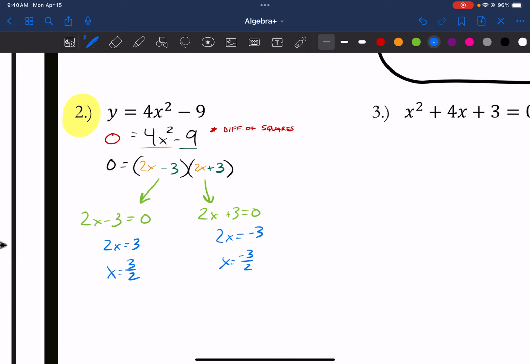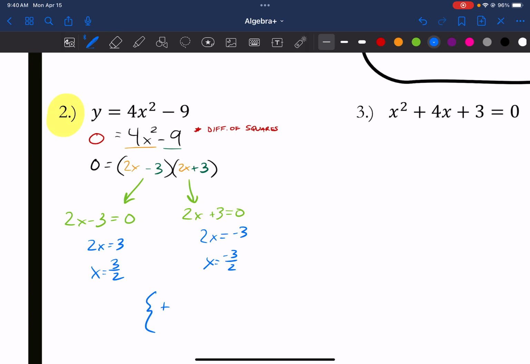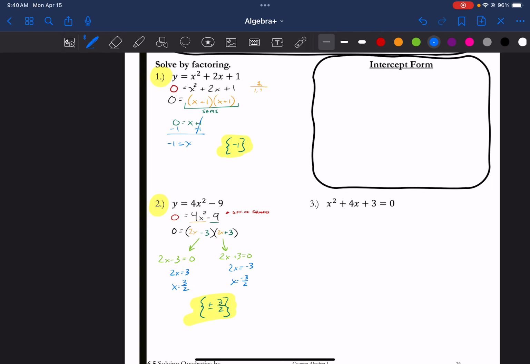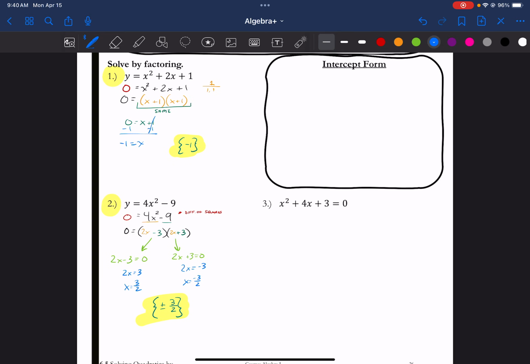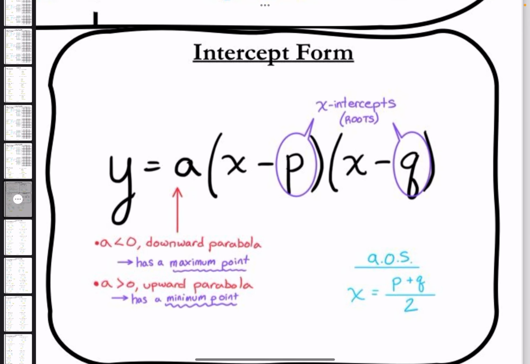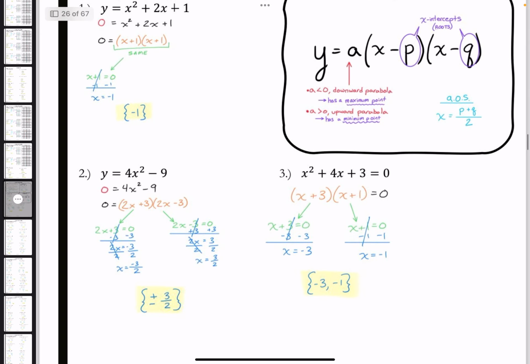So this one ends up being a positive negative of the same numerical value. You can write -3 over 2, comma, +3 over 2. You can change to a decimal, keep it as a fraction. It's up to you, right? But this should be your final answer. Go ahead and try number 3 on your own. Pause the video here before you see the answer. For number 3, here are your answers, -3 and -1.